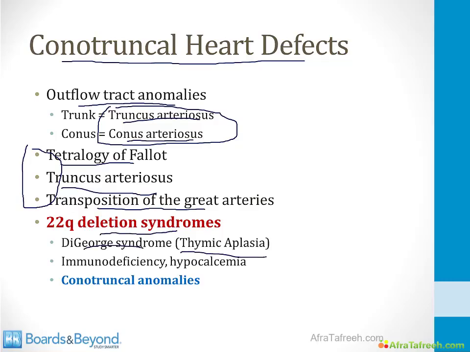I discuss this in the genetics section. I also discuss it in the immunodeficiency video in the immunology section, but babies born with these genetic disorders have immunodeficiency and hypocalcemia, and they also classically develop any or a number of the conotruncal congenital heart anomalies. And that concludes our video on cyanotic congenital heart disease.